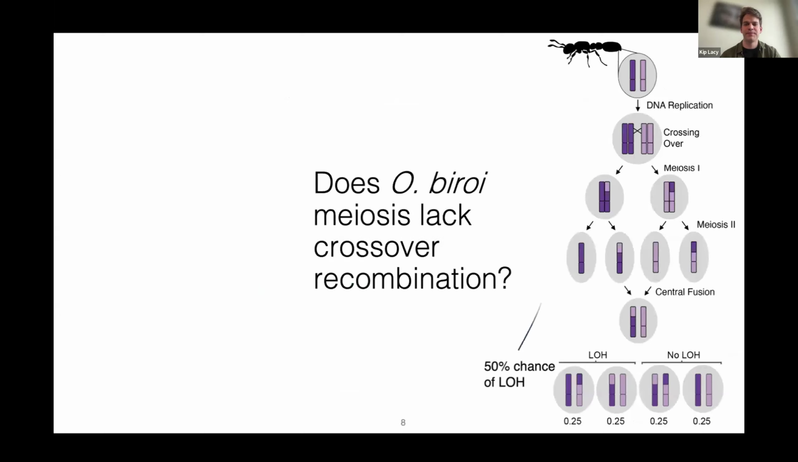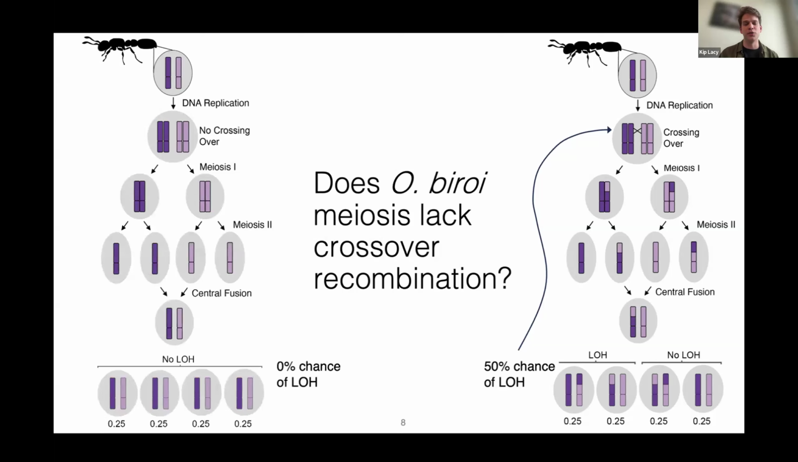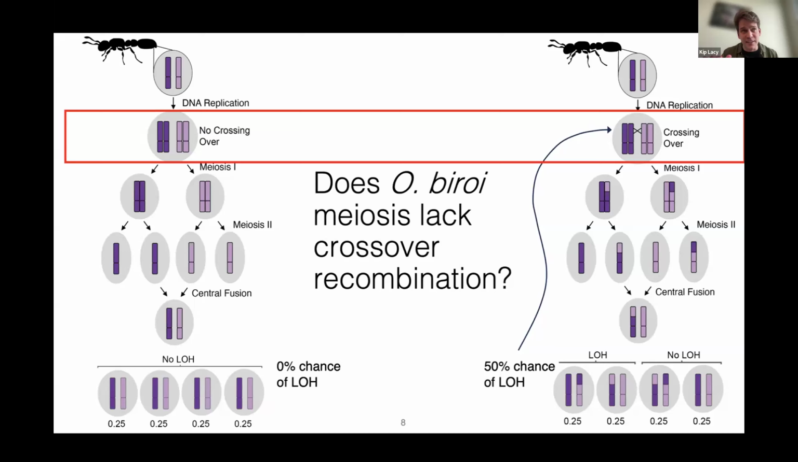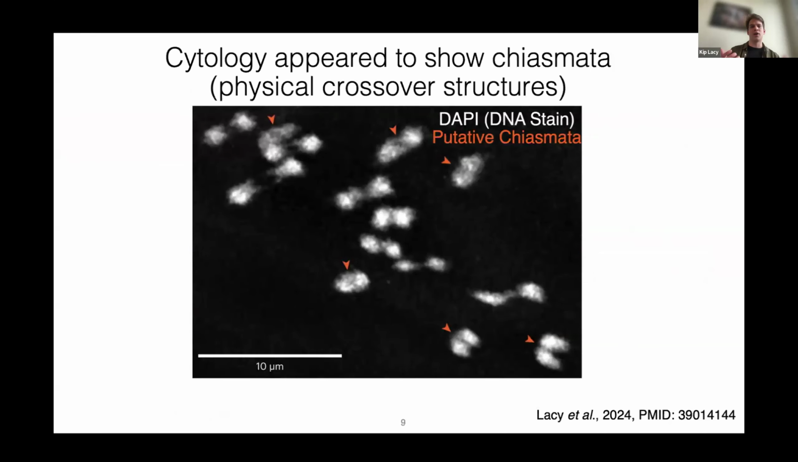The only reason we expected losses of heterozygosity is because we assumed that crossing over occurred during meiotic prophase. But if there was actually no crossing over in meiotic prophase, then it wouldn't matter which way the chromosomes segregated. As long as you do a central fusion, you'll never lose heterozygosity. So to see whether this might be the case, I flattened oocytes at metaphase of meiosis, and I looked for physical crossover structures, or chiasmata. And here I'm showing with red arrows paired homologous chromosomes that seem to be connected by putative crossover structures, these chiasmata. But I really wanted to have genetic evidence for crossing over.